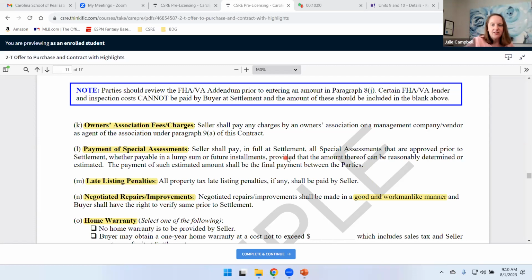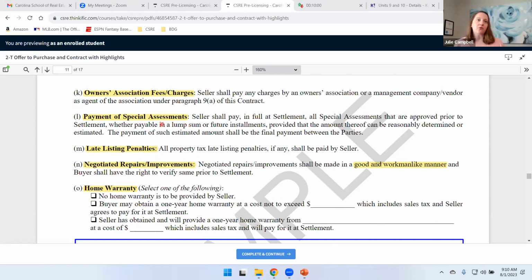So payment of special assessments, anything that's already been approved prior to settlement is going to be the responsibility of the seller, whether it's payable in a lump sum or future installments. So some HOAs or government special assessments may say the special assessment is X amount, this is what you owe me. Others may say we're going to divvy this up and allow you to pay X amount every 6 months, kind of a future installment thing. Either way, the seller is responsible for everything that's been approved prior to settlement.